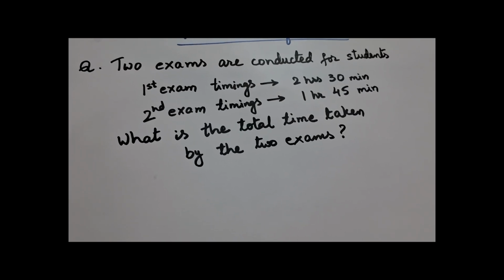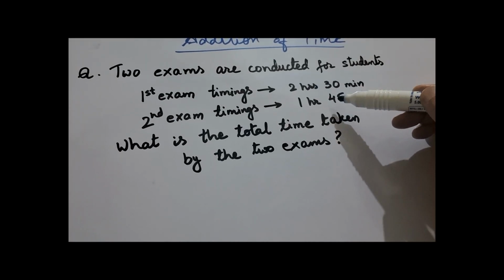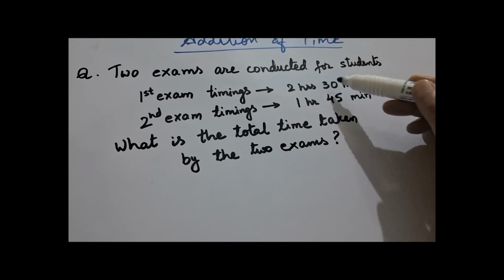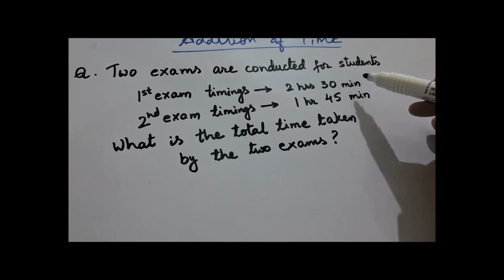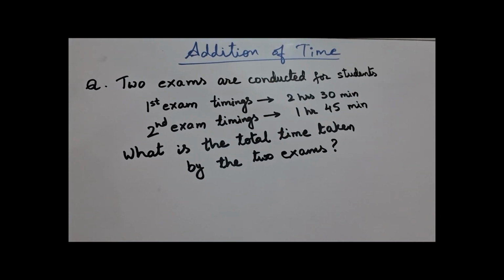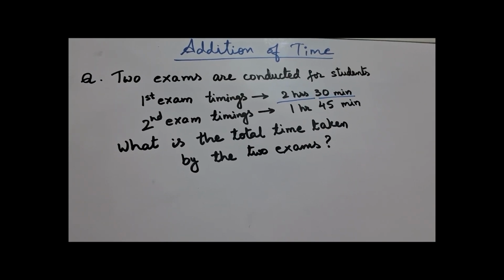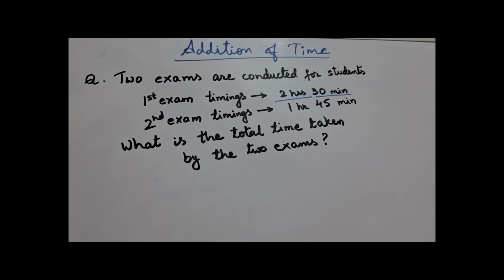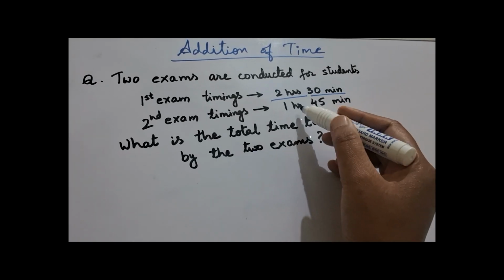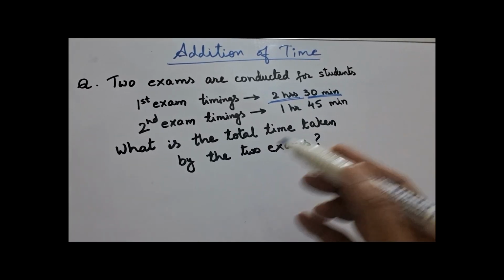So here we can observe, children, we just need to add these two timings to get the total time. In this class we are going to learn how to do addition of time. So now let's learn addition of timing, children. Here these two times we need to add. First time is 2 hours 30 minutes.